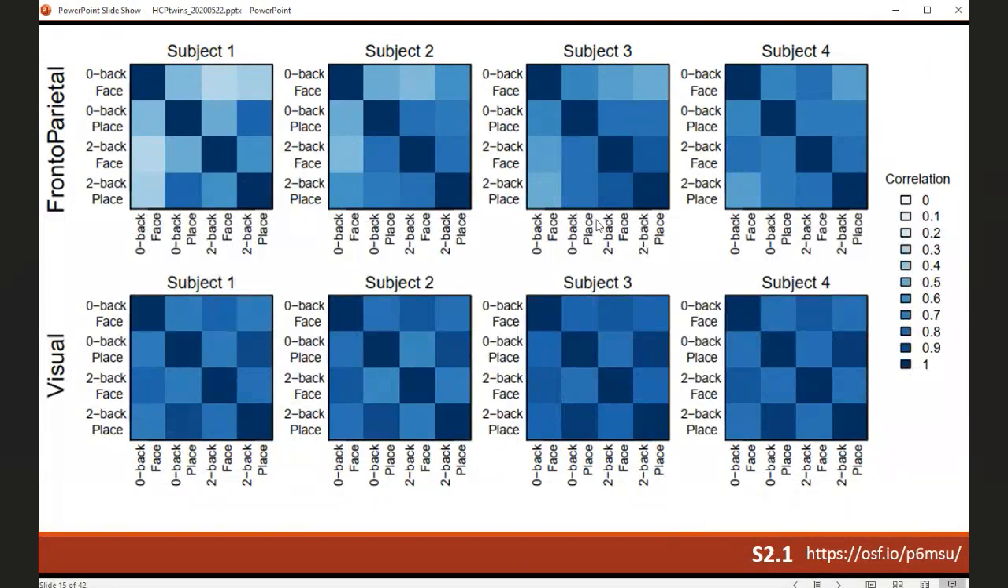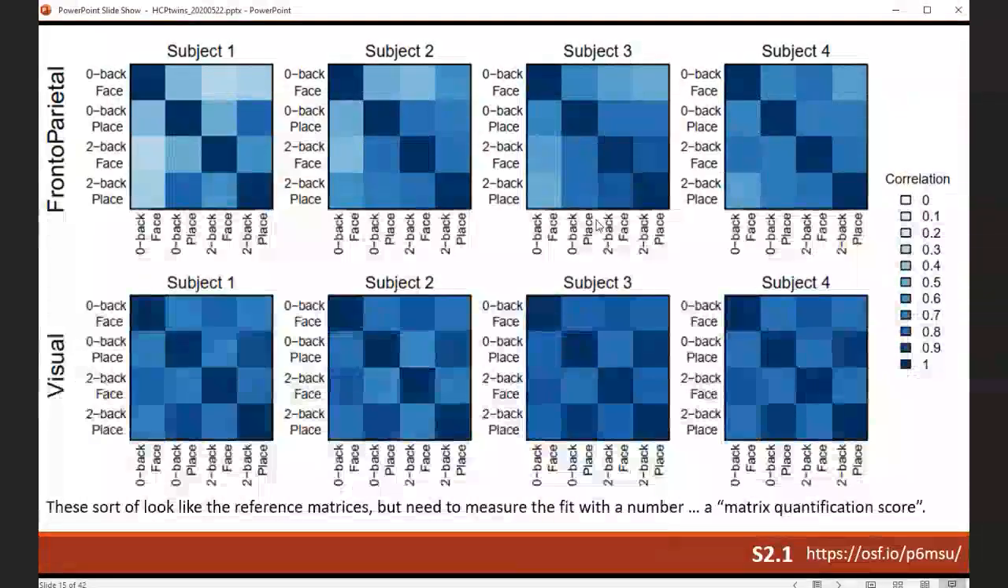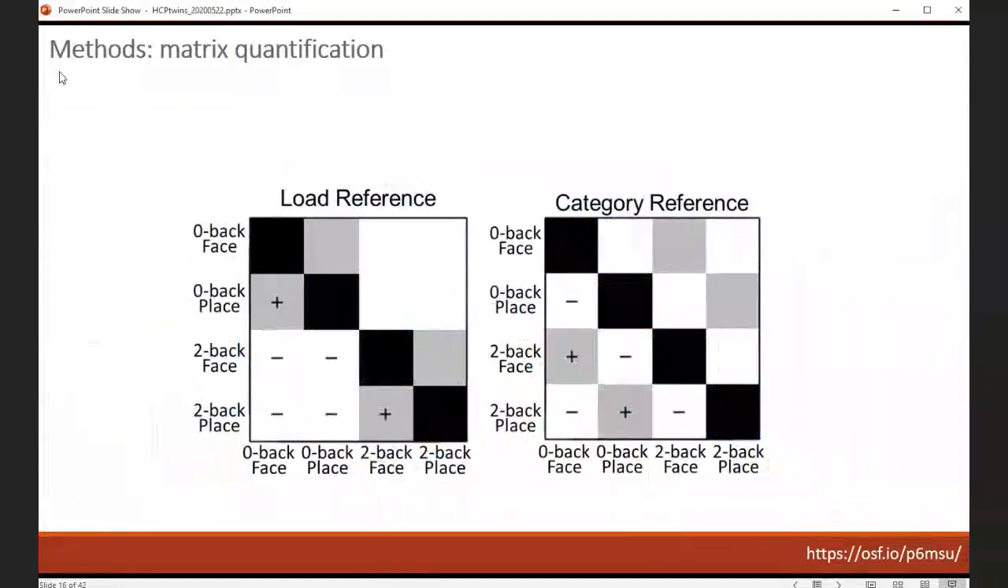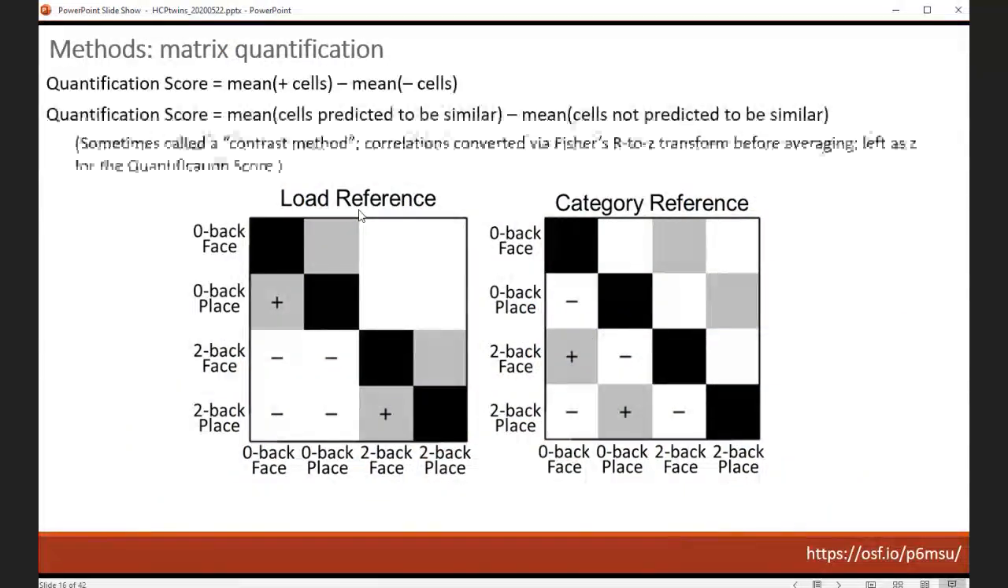I can, of course, print them all out for all 700 and whatever of my people and try to see if I can tell the visual and frontoparietal apart, but that's not very practical. So I need a way to quantify how well each person's matrix looks like the expected pattern. So I can try to quantify with a number to see how well it goes. That's what these quantification scores are.